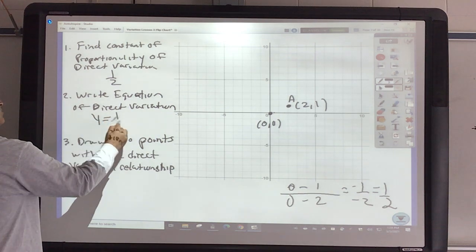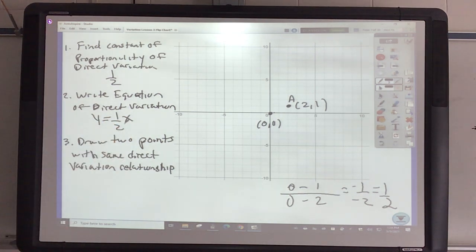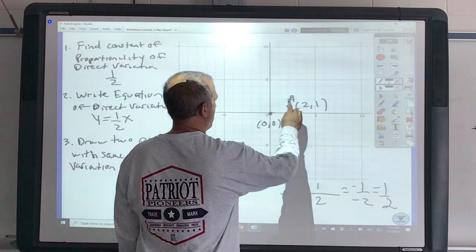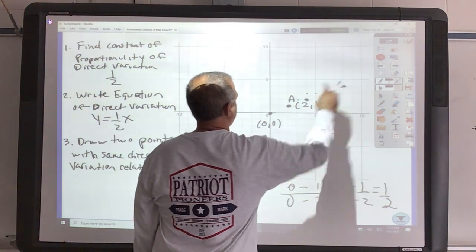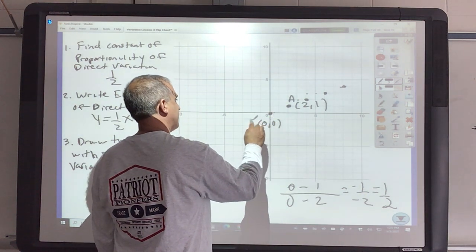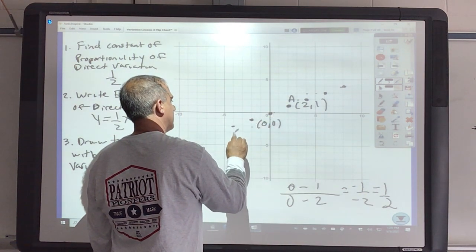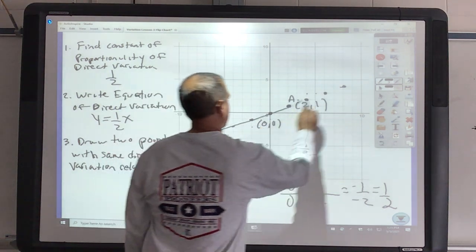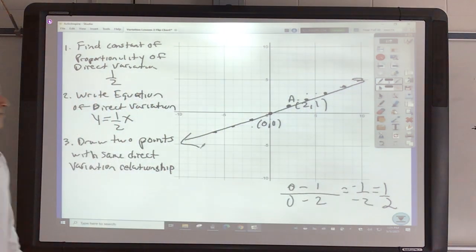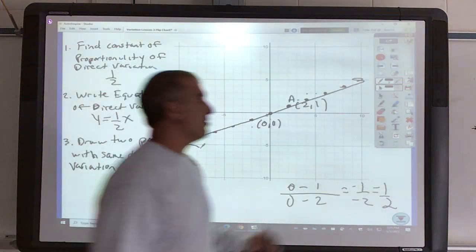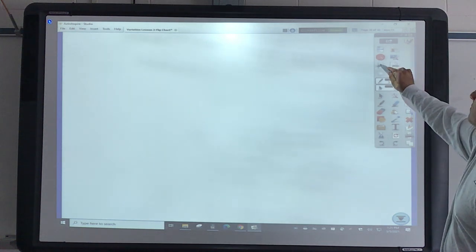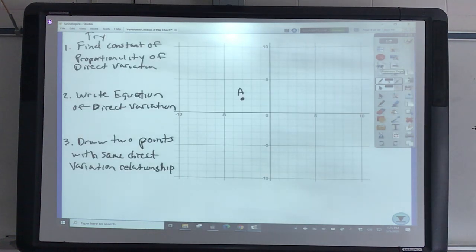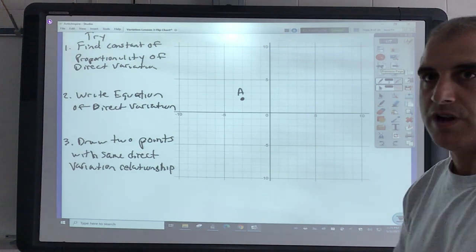Okay, so that's my constant of proportionality. My equation would be y equals 1/2 x. Okay, so what does this mean? I just continue to go up 1, over 2, up 1, over 2. If you wanted to go the other way, it's down 1, left 2, down 1, left 2. All right, so that is the constant of proportionality. Okay, so what I would like you guys to do, yep, I'd like you guys to do these 2 on your own. Okay, go ahead and pause your video.